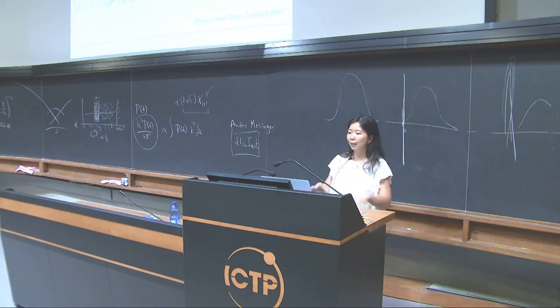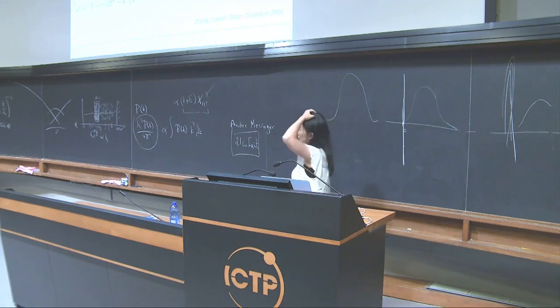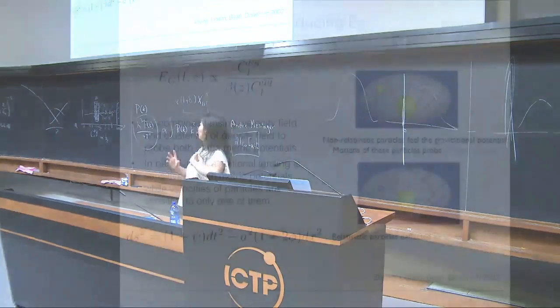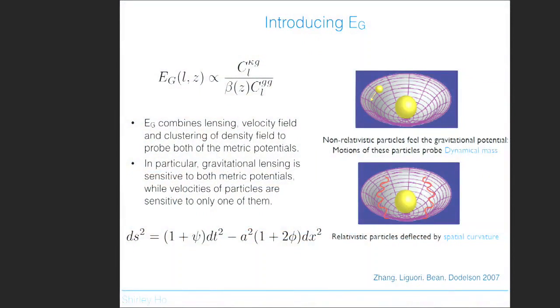Okay, so let's go back a little bit to EG. We talked about this in the last lecture, but I just want to remind people what that is. It combines gravitational lensing, the velocity field from redshift space distortions, and the clustering of the density field to probe basically the metric potentials. Lensing probes both of the metric potentials, the metric written down here, phi and psi, while the velocity is only sensitive to one of them. So that's why you can break some degeneracies when you do that.